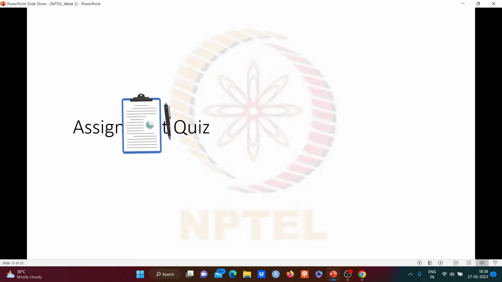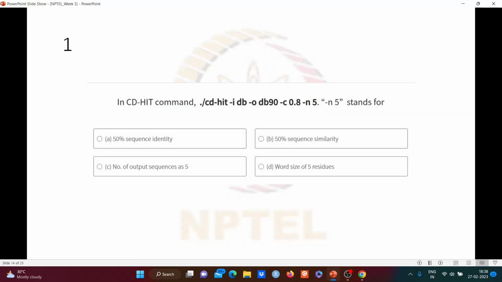So till here, the discussion part has been done. From here onwards, we'll move to the sample problems. So the first question is, in the cd-hit command, what does the flag N stand for? You can answer the question using the chat box.